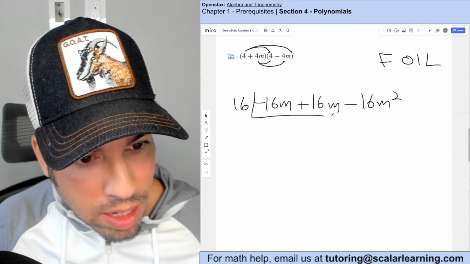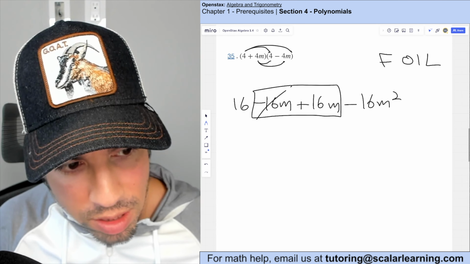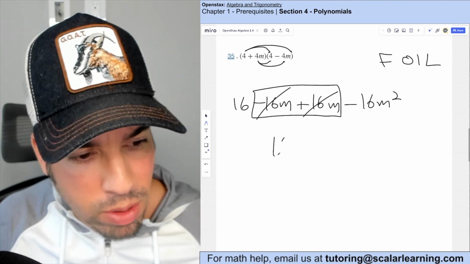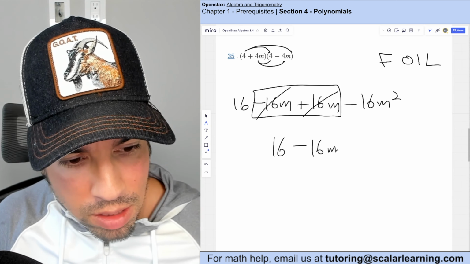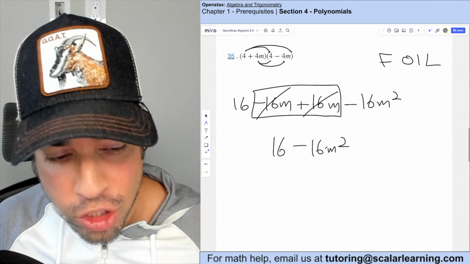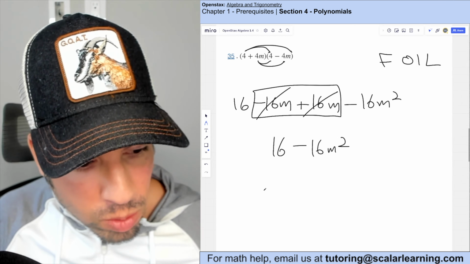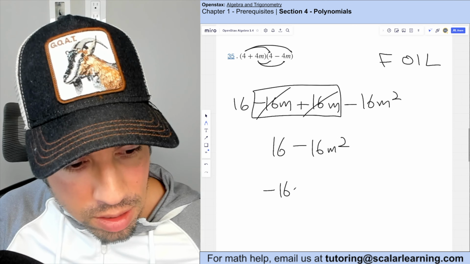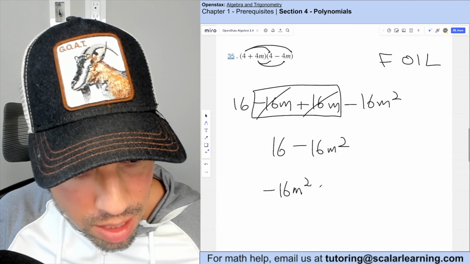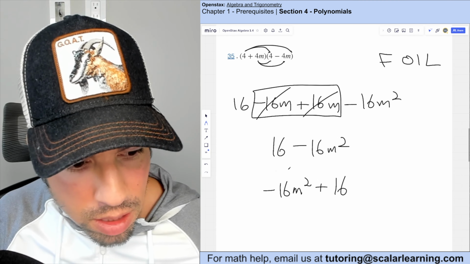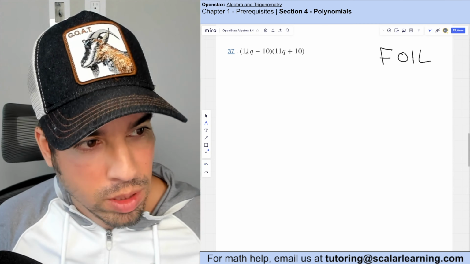Now we're going to combine like terms, and these are opposites, so they're going to cancel out to 0, and we're left with 16 minus 16m squared. Keeping in our traditional form, we usually like to put the variable first, so I'm going to rewrite it. That's a negative 16m squared because of that minus sign, plus a positive 16. Boom, done.